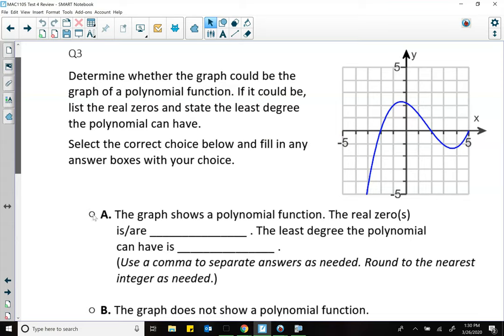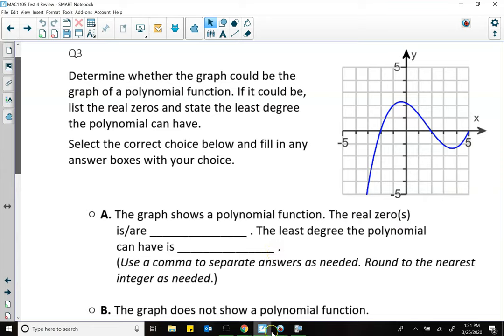Okay? And now you look up here and you find the zeros. That's the x-intercepts. So where is my graph crossing the x-axis? Well, it crosses right here, and that is at negative 2. And it crosses right here, which is at a positive 2. And finally, it crosses at a positive 5. Okay? And the next piece says, what is the least degree of a polynomial?